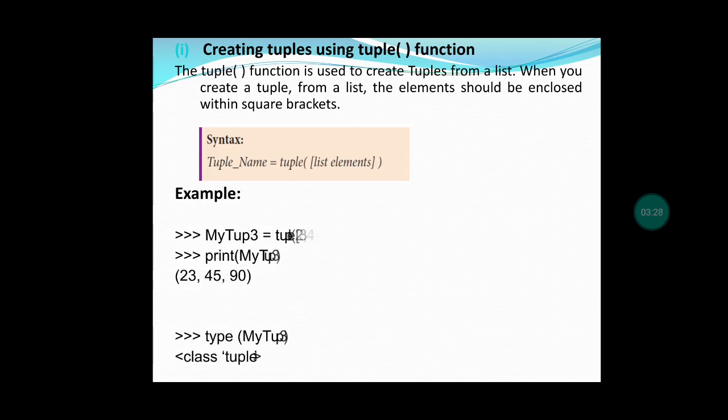Let us see an example for creating a tuple using the tuple function. That is, my tuple 3 equal to tuple of, inside the parentheses, inside the square bracket, the elements given are 23, 45, 90. We are printing the tuple. Then there is one function called the type function. It gives the type of the given object, that is, type of my tuple 3. It is a tuple, so it displays the output as class tuple.